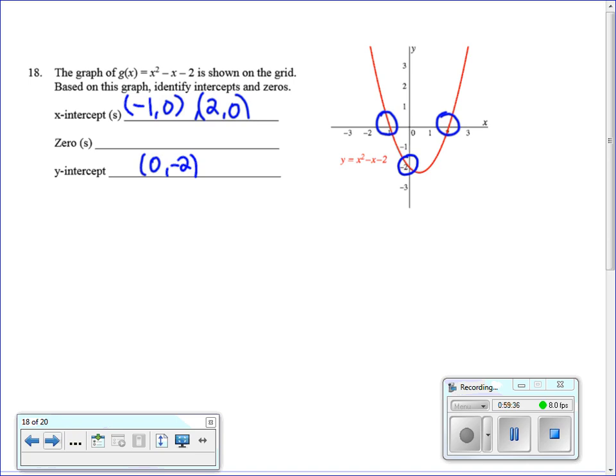Now, your zeros. So we skipped zeros and went to y-intercept. The reason why we did that is because once we know our x-intercepts, we know our zeros. So our zeros in this case are -1 and 2. The only difference between the x-intercepts and the zeros is that when you're writing the zeros, you don't write out the ordered pair. You just write out the value along the x-axis where your graph becomes 0. So those values would be -1 and 2.